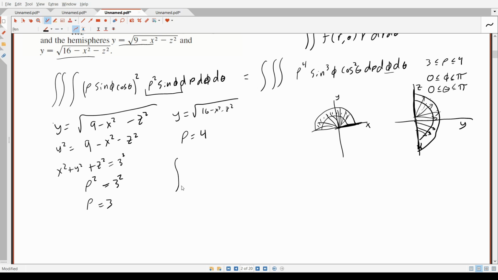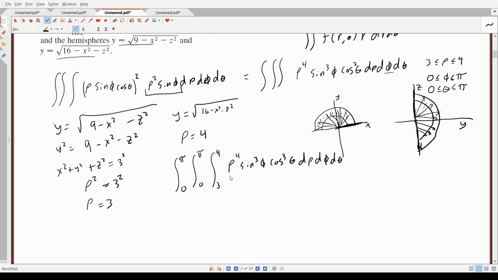Integral from, let's see, I did theta on the outside, 0 to pi. Integral from 0 to pi again. Integral from 3 to 4 of rho to the 4th sine cubed phi cosine cubed theta d rho d phi d theta. Okay, so I can simplify this a little bit.